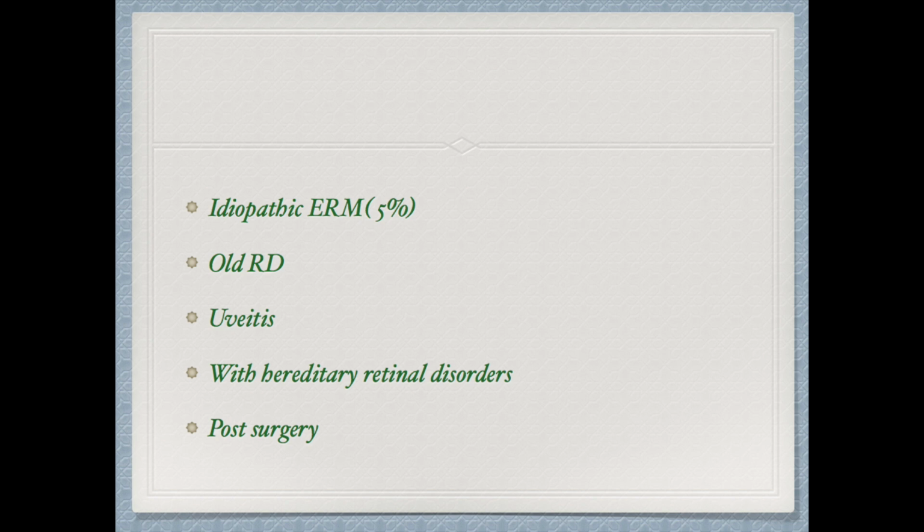Idiopathic epiretinal membrane. This is the most common cause of epiretinal membrane, which may account for at least 75% of cases or even more. Old retinal detachment with PVR can cause epiretinal membrane. Uveitis with release of inflammatory cells is also a cause. In some cases of hereditary retinal disorders, there may be a secondary epiretinal membrane on the surface of the macula. Also, post-surgery, like vitrectomy, there may be an epiretinal membrane.